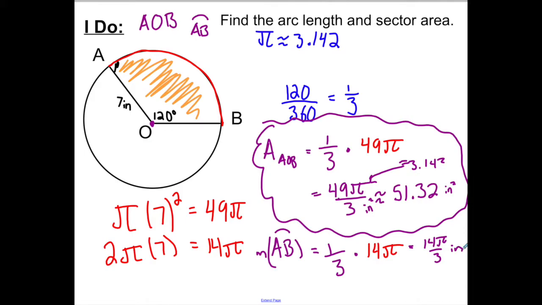Now, on my calculator, unfortunately, my trial for the TI Smart View is up, so I'm going to have to do it manually. 14 times 3.142 divided by 3. And what I get is 14.66 inches.